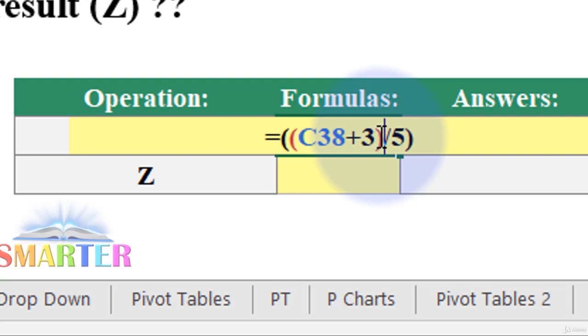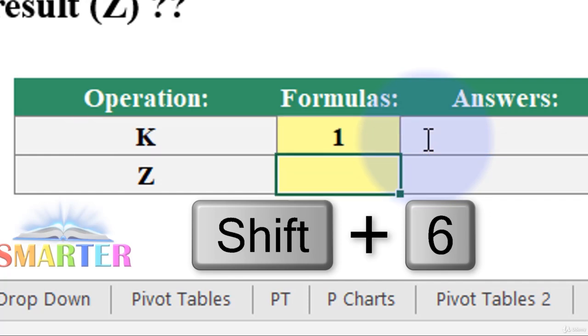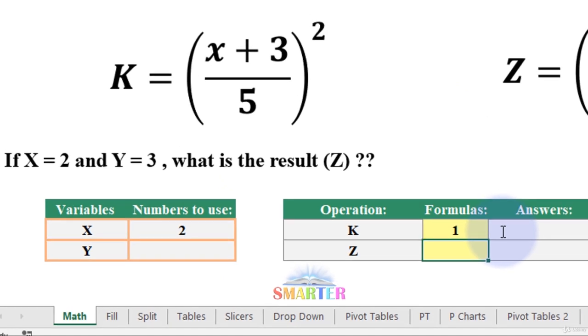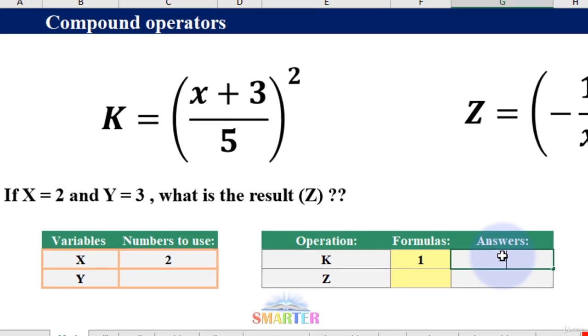So you must open two parentheses if you want to divide this term by 5. Okay. After that, we want to square this term, to raise it to the power of 2. So shift 6 and write 2. Press enter, and here is the final result of k based on x equal 2. The answer will be 1 and the formula will be like that.